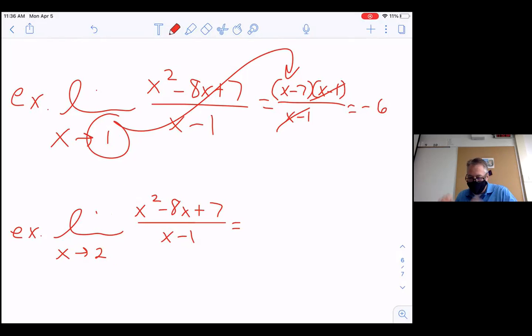So on top I have 2 squared, so that's going to be 4 minus 8 times 2 is 16 plus 7. And on the bottom, I have 2 minus 1. We just add them up. So what is that? Negative 5 over 2 minus 1 is still negative 5.